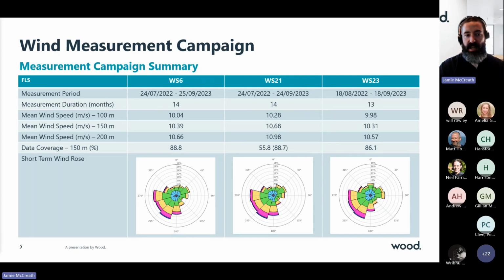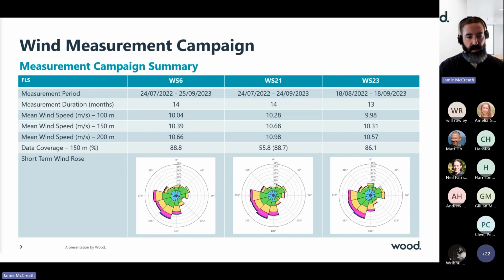The only exception to that is WinSea C21. As Rebu had already mentioned, there was a power system failure on this LiDAR from January through to June, and we lost a lot of data. But as part of the measurement campaign and data analysis, we've run inter-LiDAR synthesis and basically filled that gap. So we've managed to get the recovery back up to over 88%, which is considered appropriate for the project.